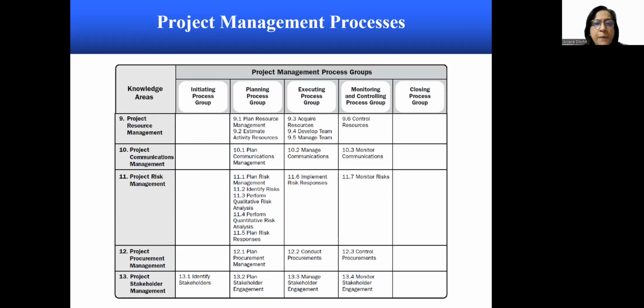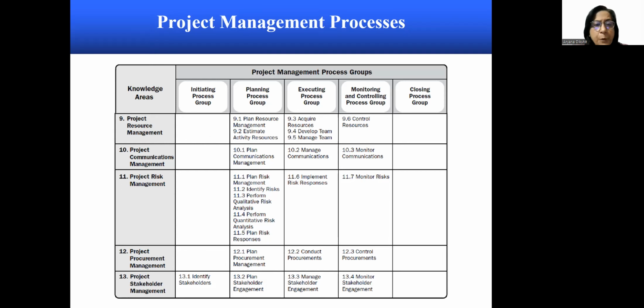Under project risk management, there are 5 processes under the planning process group: plan risk management, identify risks, perform qualitative risk analysis, perform quantitative risk analysis, and plan risk responses. Under the executing process group, we have implement risk responses. And then under the monitoring and control process group, we have monitor risks.